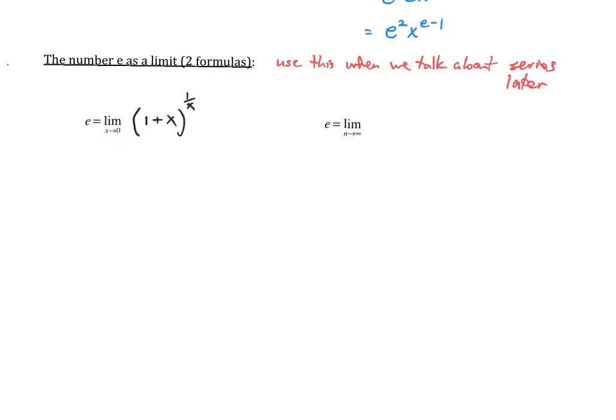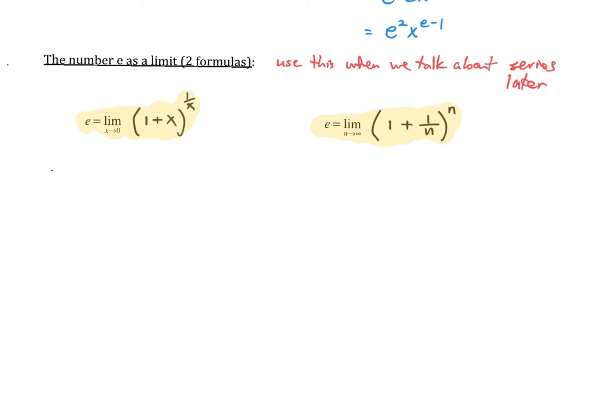The other definition of e just manipulates this situation. So instead of having x go to 0, we're going to have n go to infinity. So when n goes to infinity, you could rewrite that x going to 0 as just 1 over n, right? As n goes to infinity, 1 over n is going to go to 0. And we're going to replace the 1 over x with just an n. So we put an n power over here like this. Let's take a look at why this might be true.